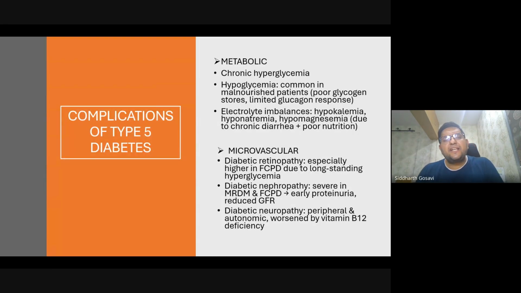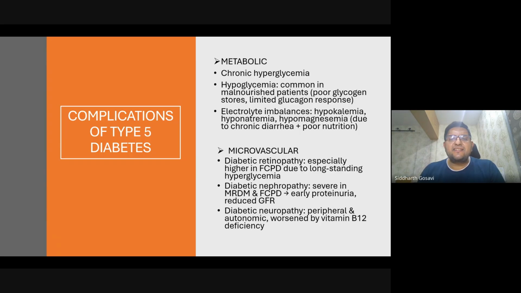So, what are the complications of type 5 diabetes? They can be divided into, first, the metabolic, where there is chronic hyperglycemia. Hypoglycemia is very, very common, especially in malnutrition-related diabetes mellitus, where there are poor glycogen stores and limited glucagon hormone response. Electrolyte imbalances: hypokalemia, hyponatremia, and hypomagnesemia due to chronic diarrhea and poor nutrition.